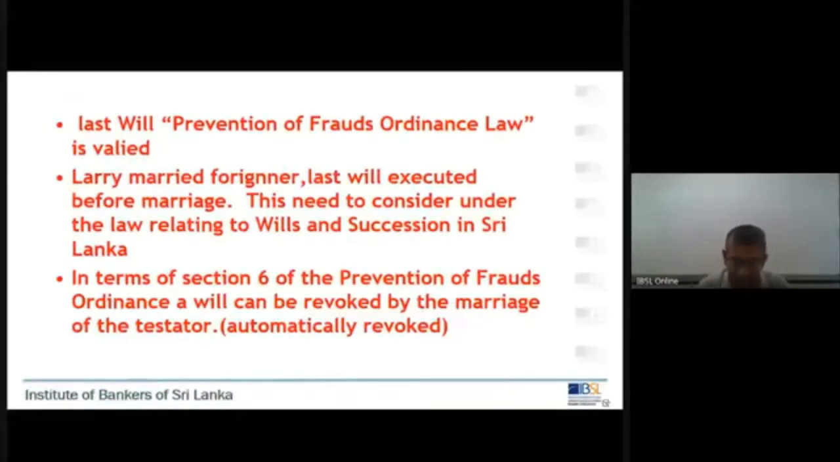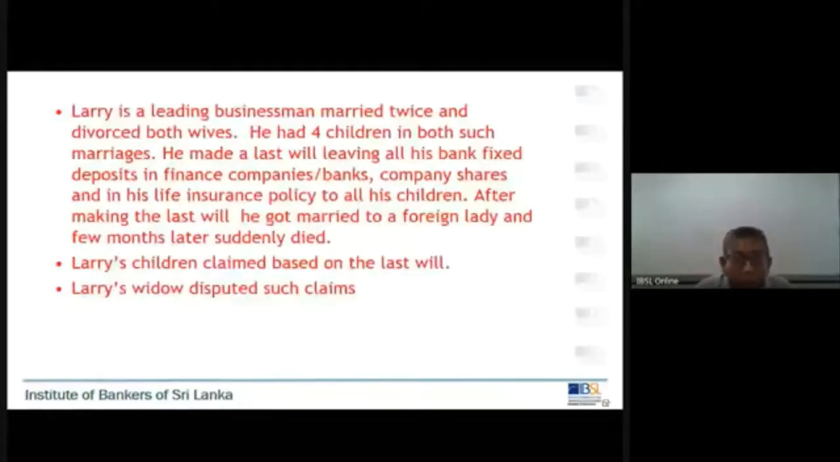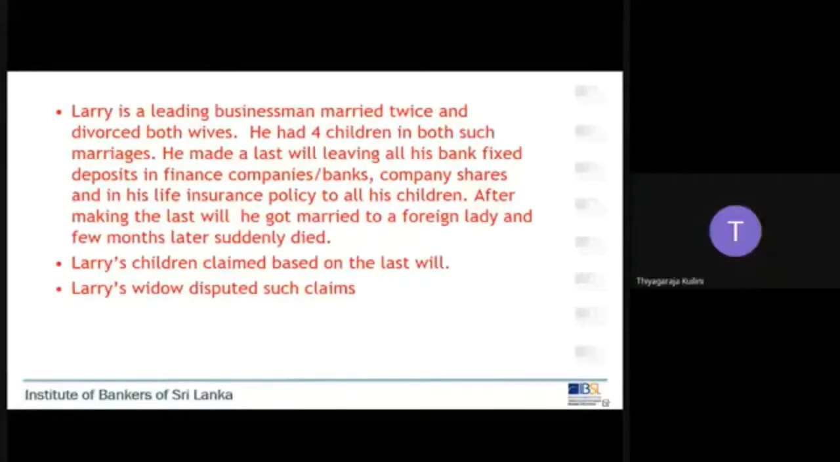Right? In this case, what is the ideal solution, or what should Larry have done instead of a last will? He may have prepared a nomination, so these problems would not have come up. So this is purely a law case, but the ideal solution is the nomination. Now I think you understood the nomination. Clear? Okay.